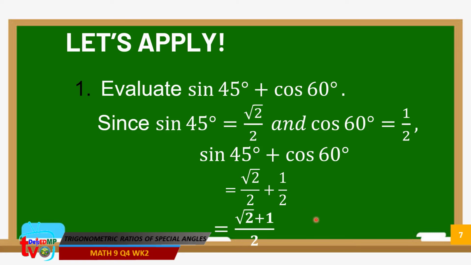So we have square root of 2 plus 1, which cannot be simplified further, and then copy the common denominator, which is 2. So the value of sine 45 degrees plus cosine 60 degrees is square root of 2 plus 1 all over 2. You may pause this video if you want to study this example further.